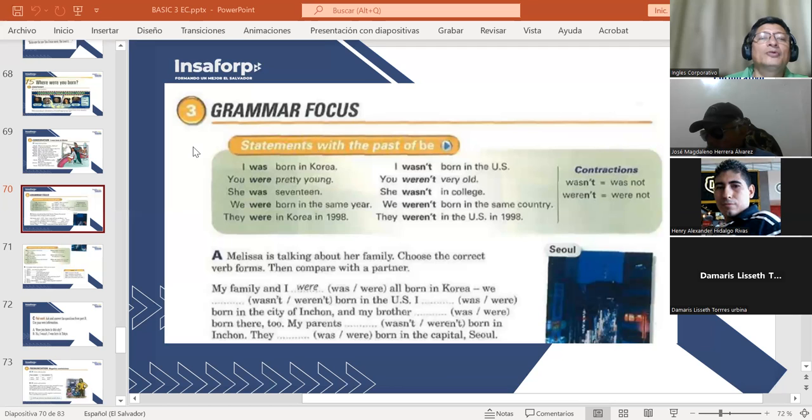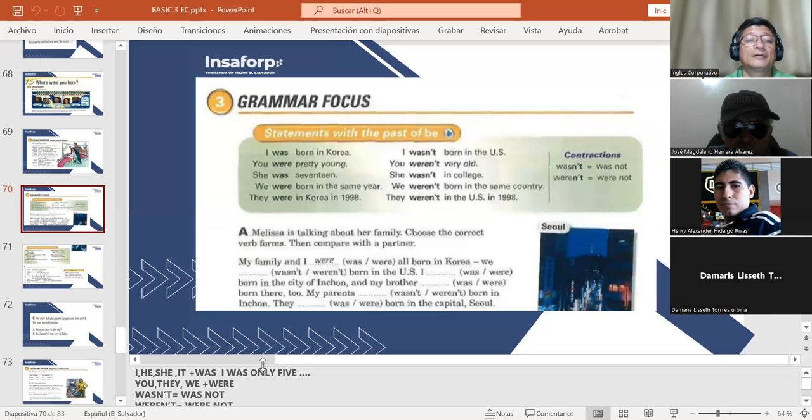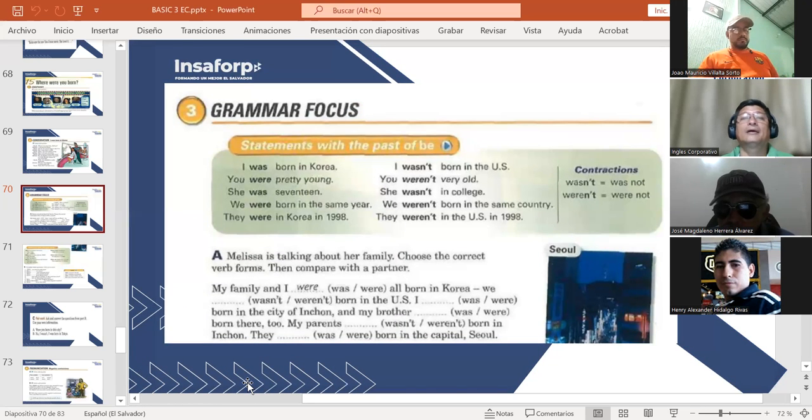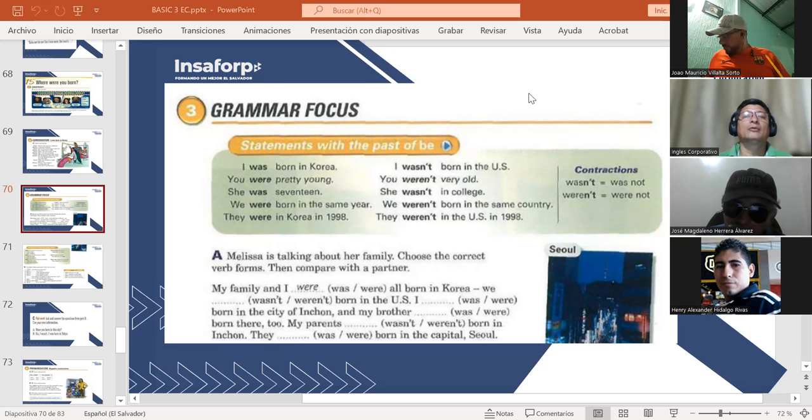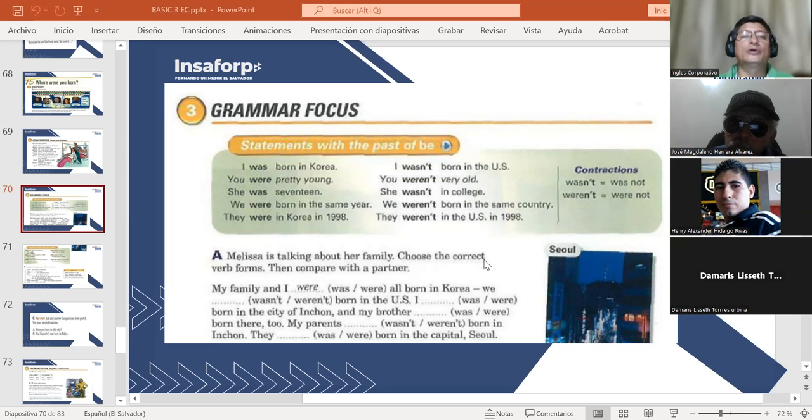Ustedes me van a decir, ¿con qué pronombres uso was? With a singular. ¿Con qué pronombres? I, he, she, and it. Yeah. And it. Very good. Don't worry, Mary. If your camera is not working, don't worry. We need your participation. Muy bien, ya lo dijeron ustedes. And with what pronouns do we use were? With we, you, and they. Correcto.